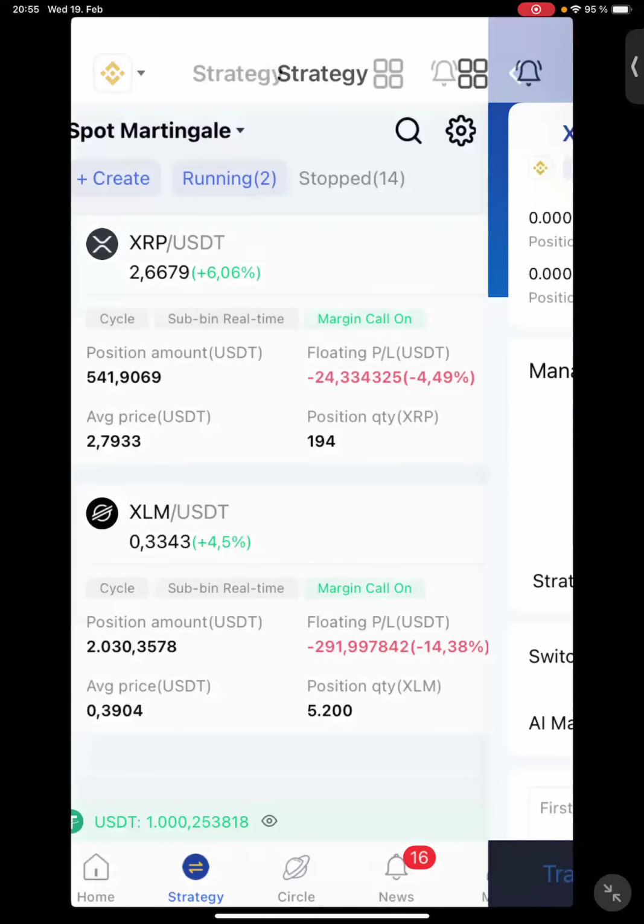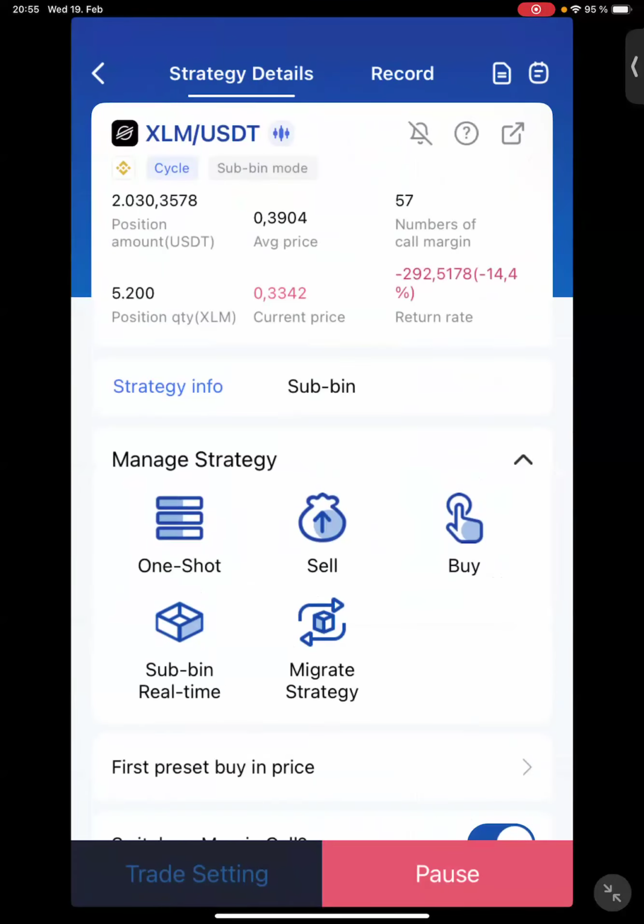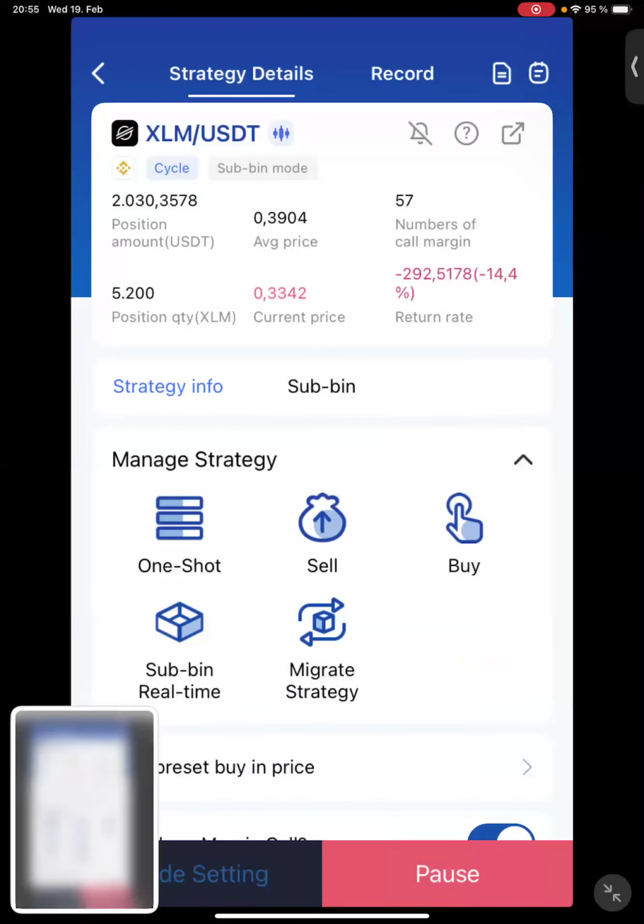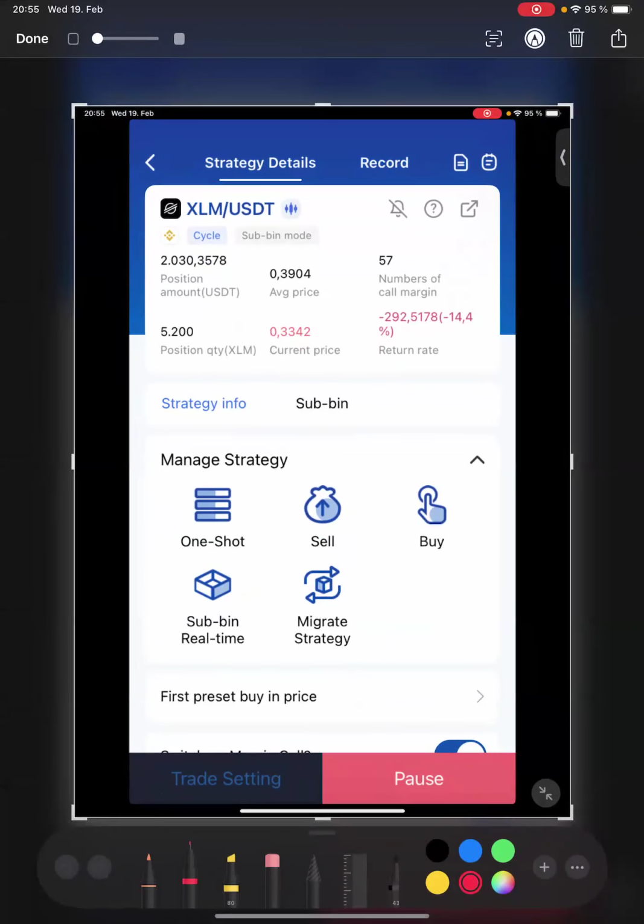Now, the new people in the house might not understand all these things here. We have XLM USDT. What does it mean? The name of the coin I'm trading is XLM. Then this USDT is a stable coin. It's a stable token, and without this USDT I can't trade this coin. So I'm using this USDT to buy this coin.